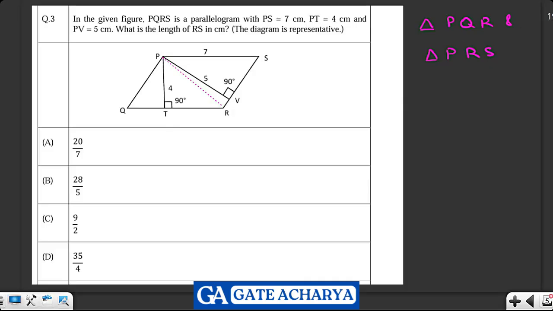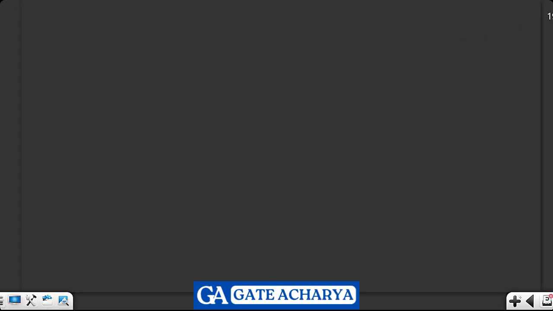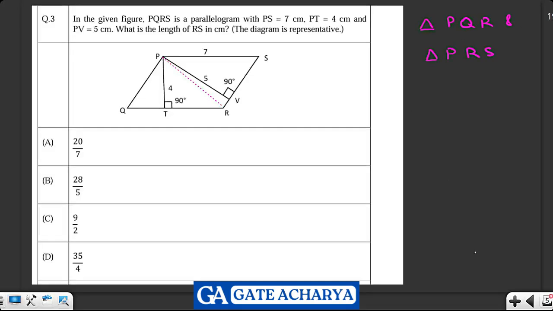Now, if you understand the basics of a parallelogram, I can first of all conclude that the area of triangle PQR is equal to the area of triangle PRS. Why can I do that? Because in a parallelogram, you get half area here, right? The area gets equally divided. PQR is this segment and PRS is this segment. So these triangles are always going to be equal to each other.